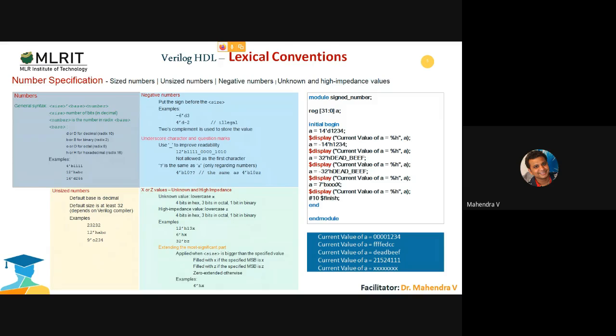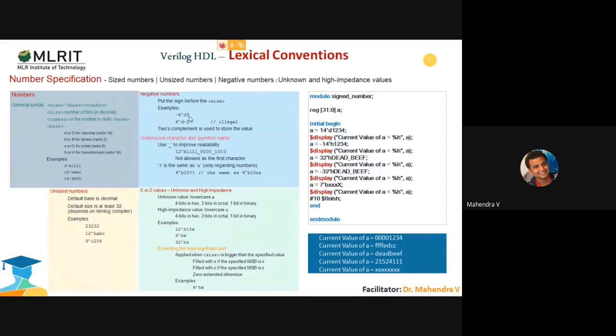Now, special cases: whenever you are representing negative numbers, you need to use the minus sign. So -6'd3 means this value is negative 3. That minus should be kept here, otherwise it is illegal. The minus should always be kept at the front in these two examples. But while storing this in Verilog HDL, or while reading the Verilog code, it takes the 2's complement of 3.